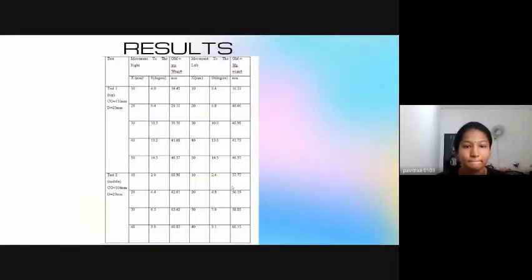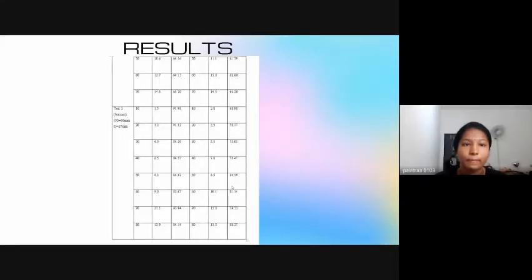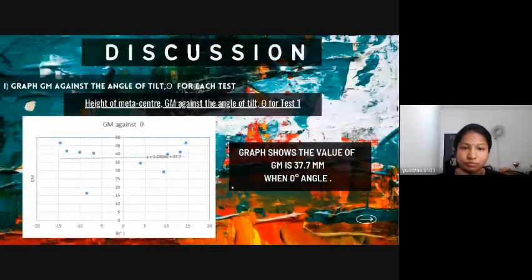Okay, so I'm Antasha. So these are the results that we got from the experiment for test 1, test 2, and test 3. Okay, next. So for discussion, first we plot the graph of GM against the angle of tilt for each test. For test 1, from the graph the GM is 37.7 millimeter at 0 degree angle. The y-intercept is 37.7 millimeter.